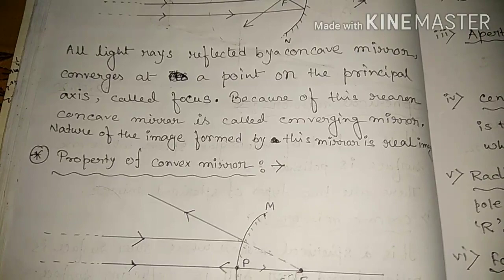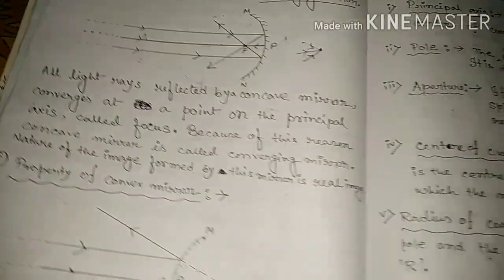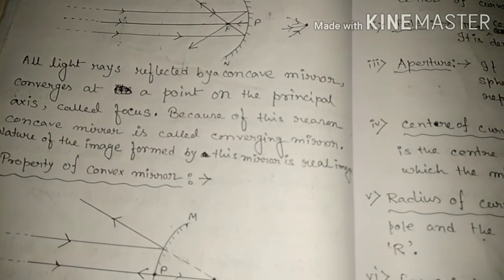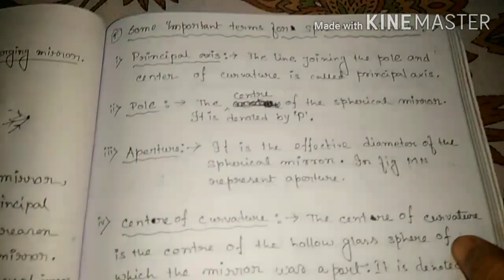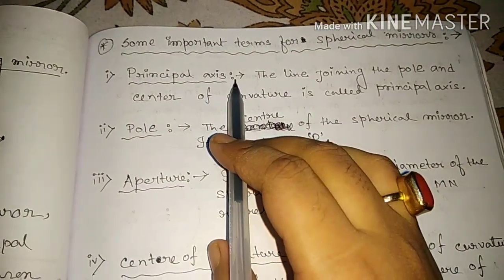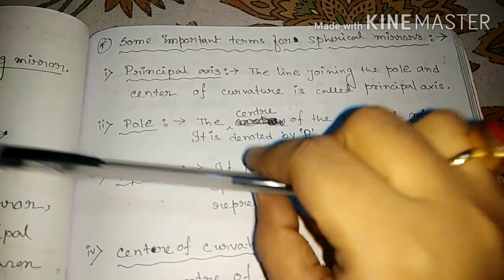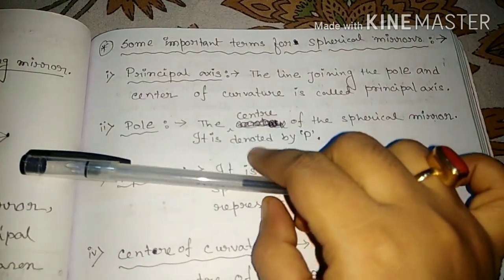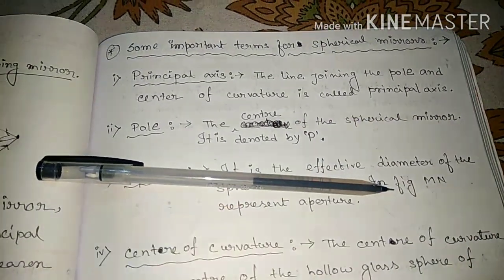Now we discuss some terms, that is principal axis, focus. What is the meaning of that? So let's start with the definitions. First one is the principal axis. Principal axis is the main axis, or the main line, which joins the pole and the center of curvature, and is called the principal axis.